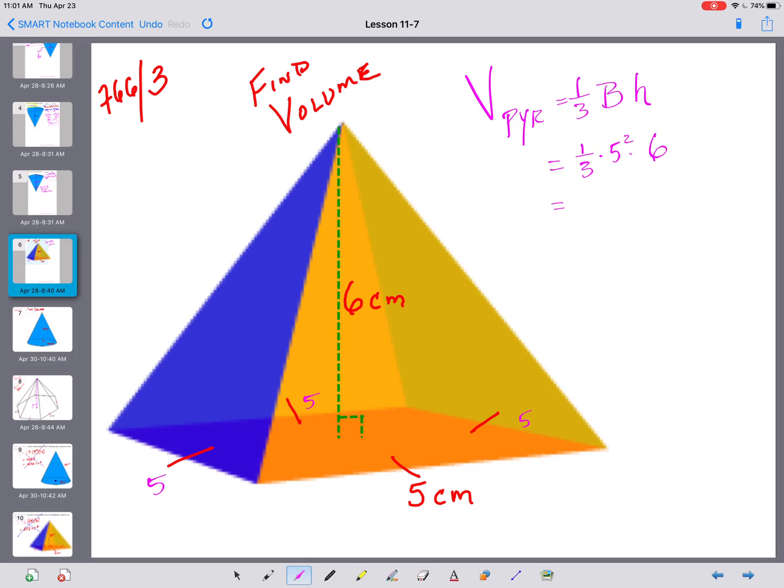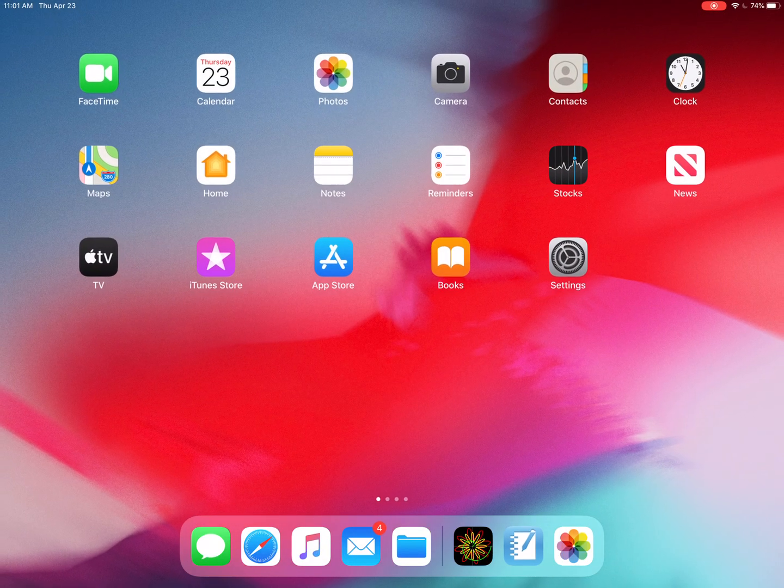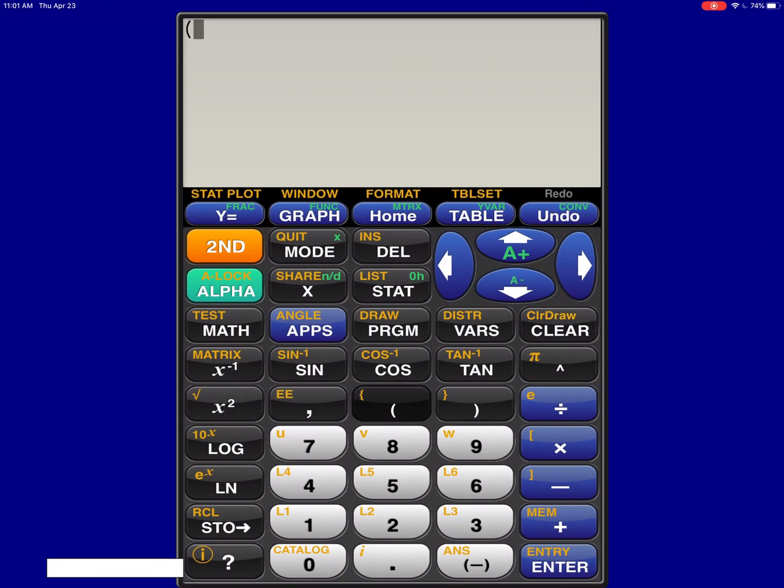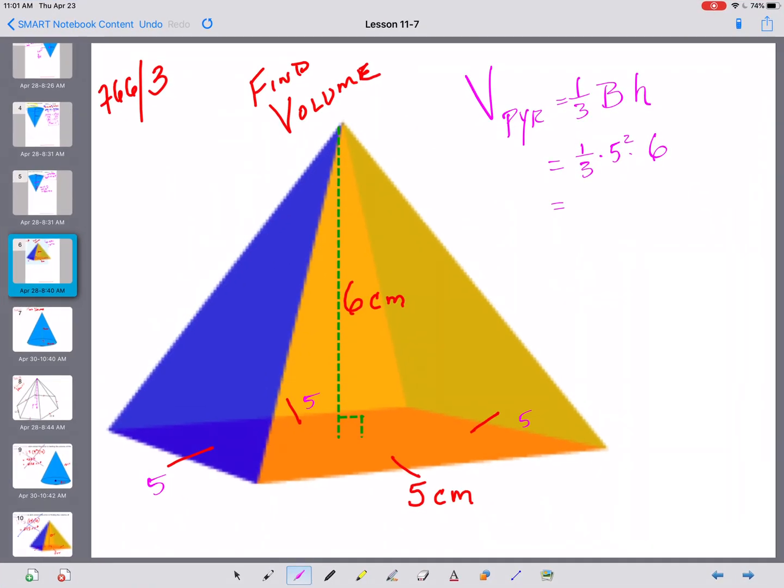There it is. Let's do that. 1/3, 5 squared times 6. Okay, we got parenthesis 1/3, good, times 5 squared times 6 right down the middle. That's a height right down the middle. Boom, 50 on the nose. Okay, volume. What's our units on this one? Let's give it centimeters cubed because it is volume.